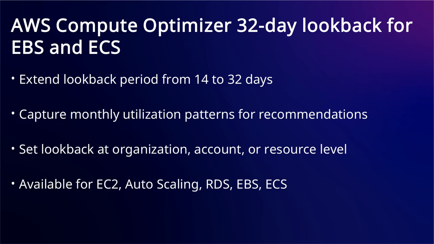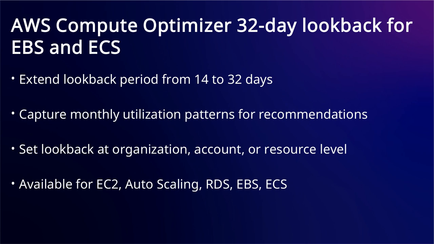When right-sizing resources, 14-day lookback periods may miss monthly utilization patterns like month-end processing spikes, leading to suboptimal recommendations that can increase costs or degrade performance. You can now extend the lookback period to 32 days for EBS volume and ECS service recommendations in AWS Compute Optimizer at no additional cost.